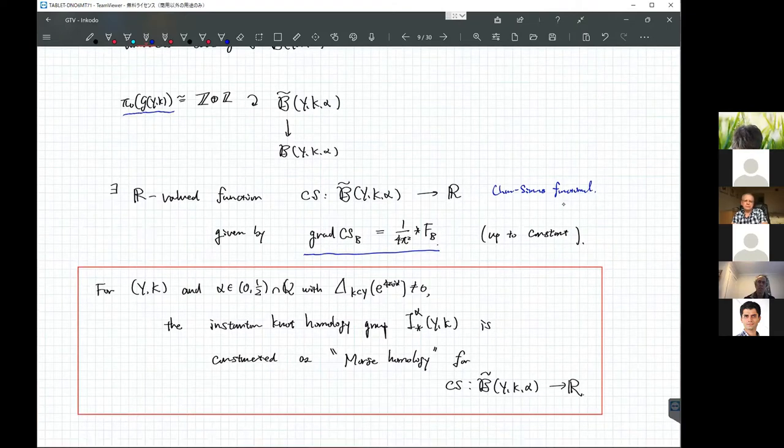And for an integral homology sphere and an oriented knot in Y, and a fixed rational holonomy parameter alpha which avoids the roots of the Alexander polynomial, we can define the instanton knot homology group parameterized by alpha as the Morse homology for this Chern-Simons function.